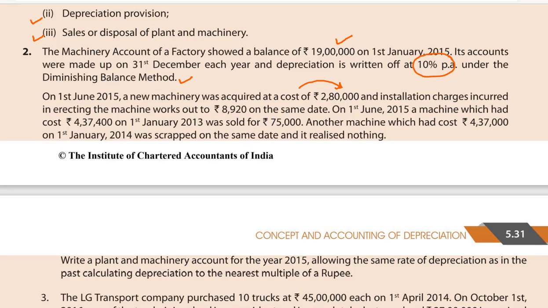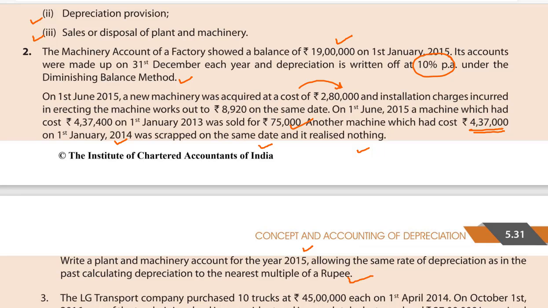On 1st June 2015, the machine which had cost 4,37,400 on 1st January 2013 was sold for 75,000. Another machine which had cost 4,37,000 on 1st January 2014 was scrapped on the same date and realized nothing. Write plant and machinery account for the year 2015, allowing the same rate of depreciation as in the past, calculating depreciation to the nearest multiple of rupee.